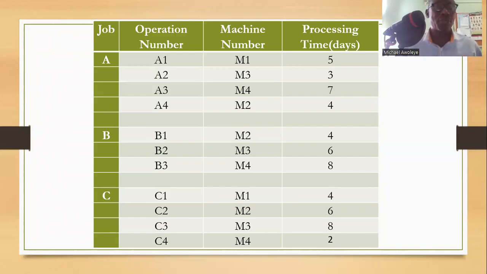If you look at this, number one, job A1 is expected to be processed on machine 1 for 5 days. Thereafter, job A2 is going to come in to be loaded on machine 3 for 3 days. And thereafter, job A3 is going to be loaded on machine 4 for another 7 days. And job A4 is going to be loaded on machine 2 for 4 days. Same goes for jobs B1, B2, B3, as well as jobs C.